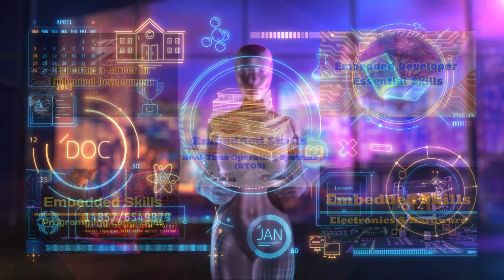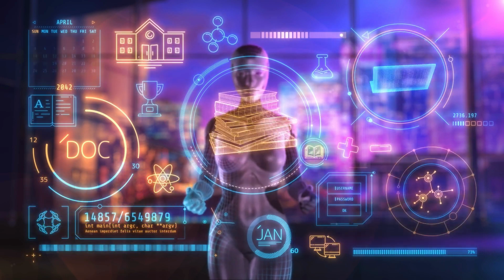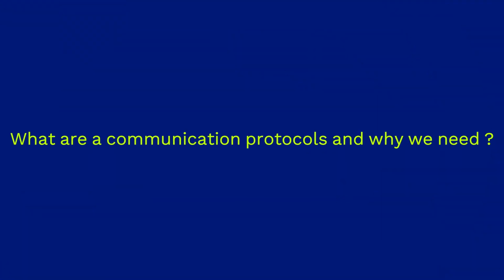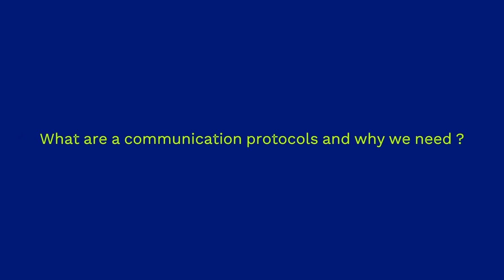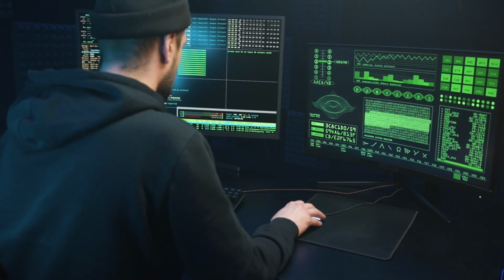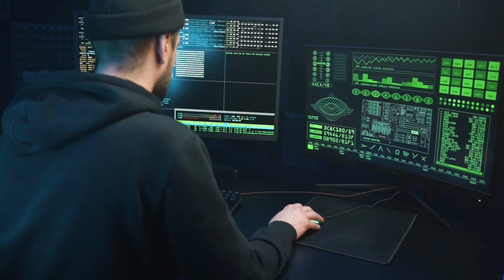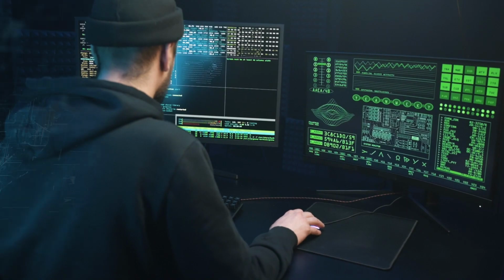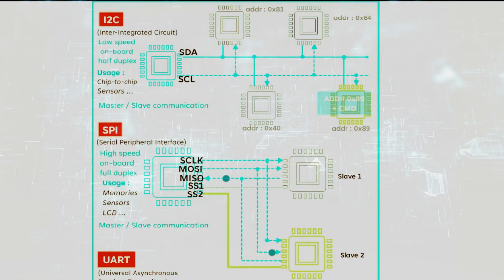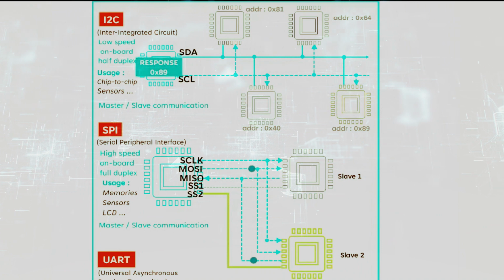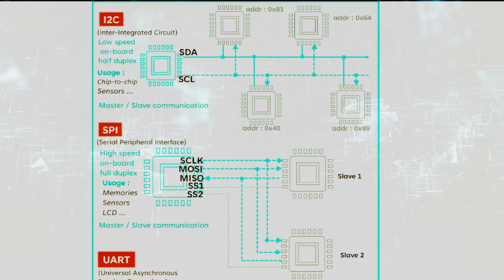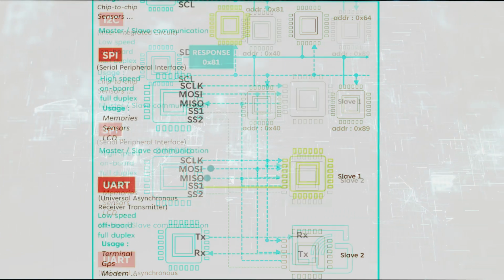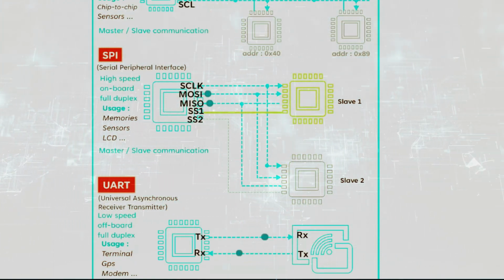Before delving into the specific protocol, first understand what communication protocols are and why we need them in embedded development. A communication protocol is a set of rules and conventions that govern the exchange of data between two or more devices. It defines the format, timing, sequencing, and error-checking mechanisms for data transmission and reception. Communication protocols enable devices to communicate effectively, ensuring that data is transmitted accurately and reliably between sender and receiver.